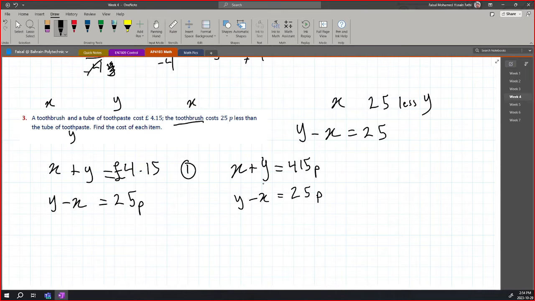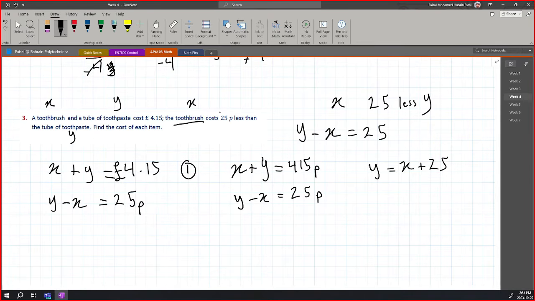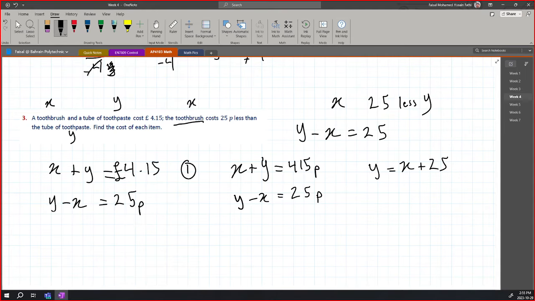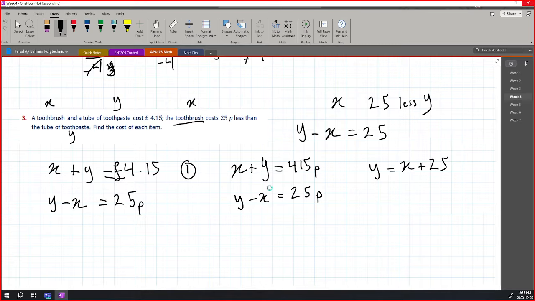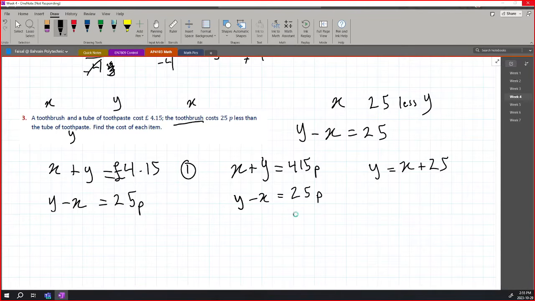Or you can say, for example, Y is equal to X plus 25 pence. Why? Because it says the toothbrush costs 25 pence less than the toothpaste Y. Meaning the toothbrush plus 25 equals the toothpaste. When you add the toothbrush with the cost 25, it will equal the toothpaste. So you can look at it in many different ways. But you have to understand that the cost of the toothbrush is less than the cost of the toothpaste by how much? By 25p. So if you subtract the toothbrush from the toothpaste, the price left is 25 pence. You can either write it in this way or in this way.